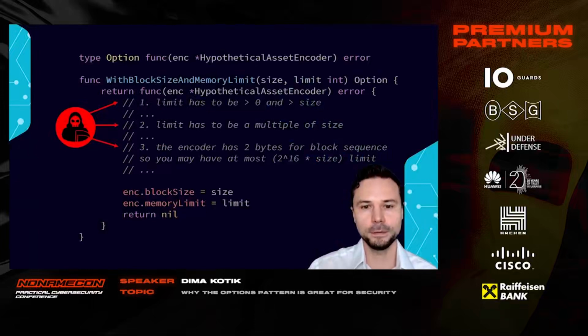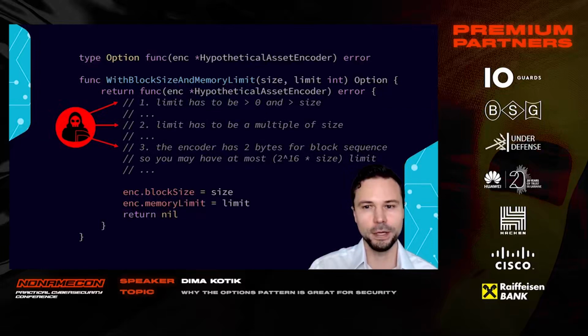Suppose you have a hypothetical asset encoder that will take a stream of bytes and encode it, and we will use it in our IoT device, so it will be pretty straightforward and simple, and it will stream the encoded information out of the IoT device. And let's say we're writing an option, and we'll call our option with block size and memory limit. And we're putting size and limit as parameters of the same option.